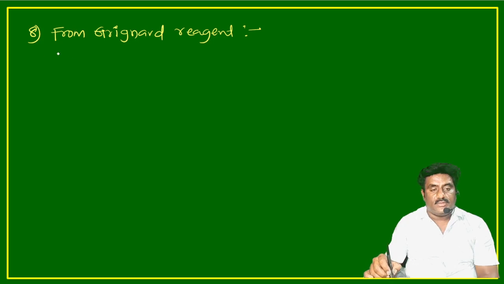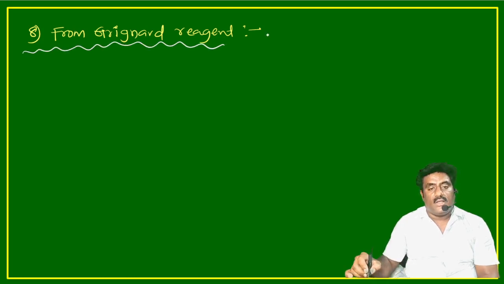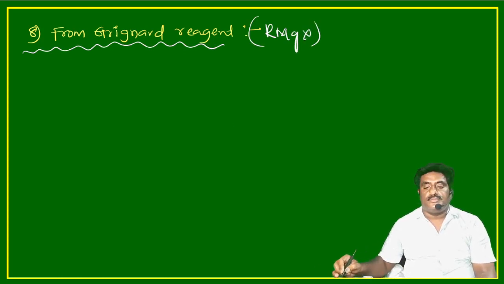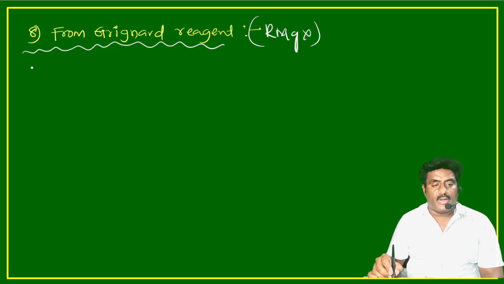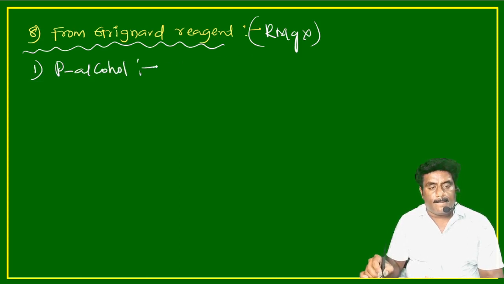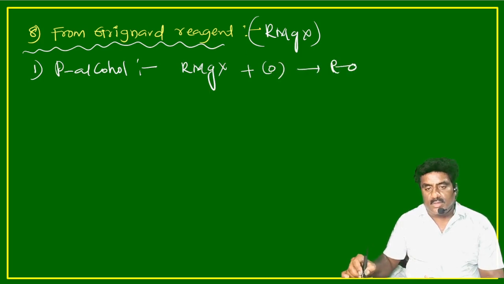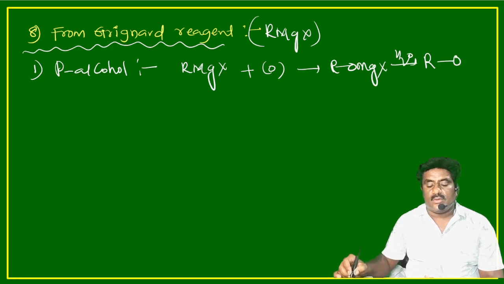From Grignard reagent. What is a Grignard reagent? Alkyl magnesium halide is a Grignard reagent. Primary alcohol: alkyl magnesium halide gives ROMgX in the presence of acidic hydrogen. ROMgX gives alcohol. It is the primary alcohol.